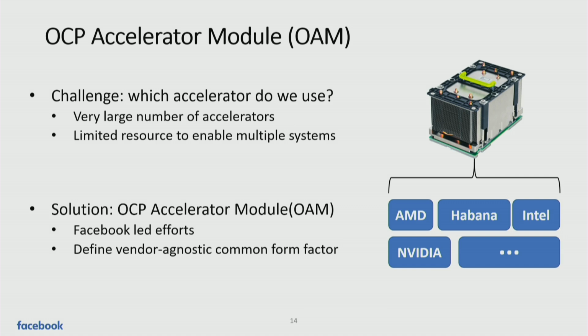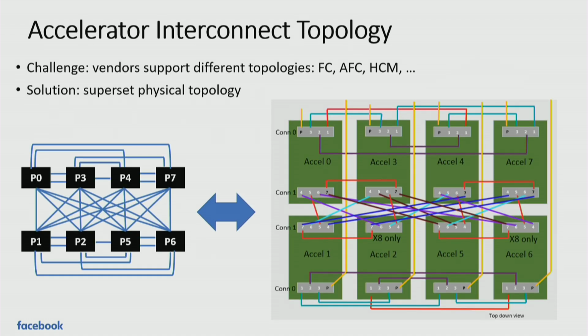So, as I promised, I want to talk about the OCP accelerator module. When we were co-designing the system, the question we asked was: what accelerator do we use? There are a large number of accelerators available, but we have limited resources to enable them. To address this, our solution was to create the OCP accelerator module, and Facebook led an effort in the industry to enable this module. The module defines a vendor-agnostic common form factor. So as long as different vendors follow those requirements, their accelerator could fit into our system and be one of the accelerators.